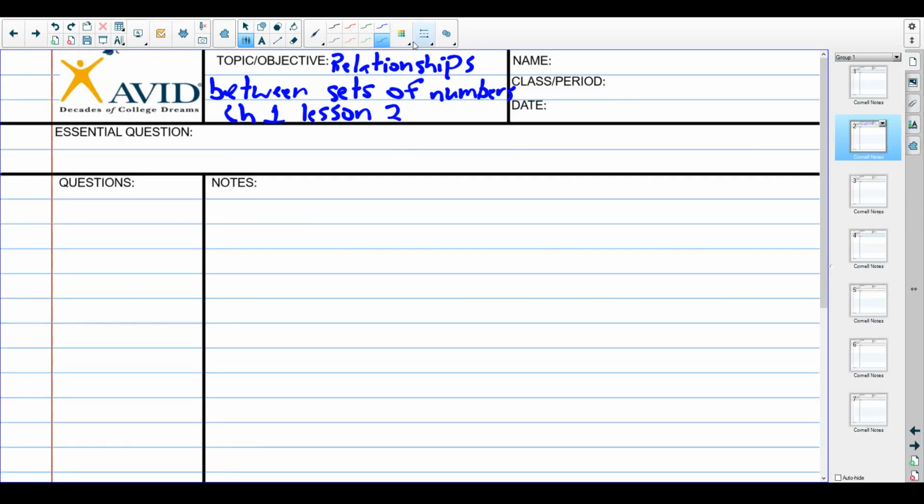So anything I write down, you should write down on your paper. I wonder if I can make this skinnier. Guess not.